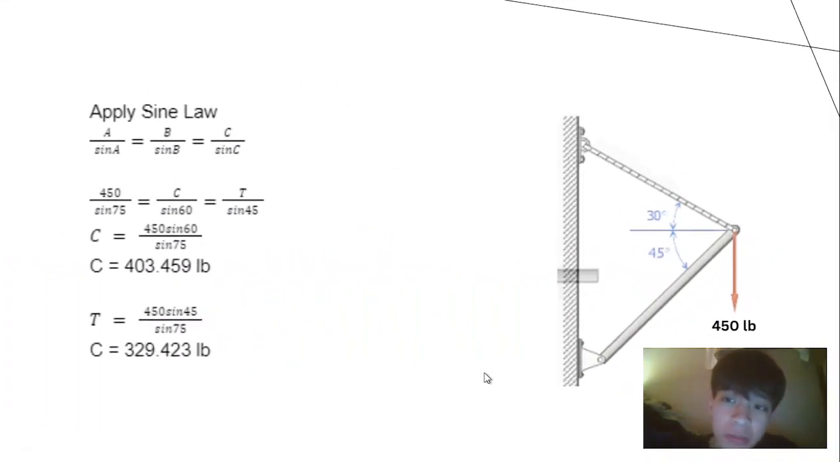So in this problem, what we will do is easy. We just apply the sine law, which is A over sine A equals B over sine B equals C over sine C. So what we will do is 450 over sine 75 equals C over sine 60.